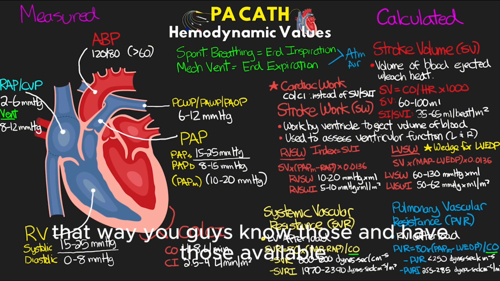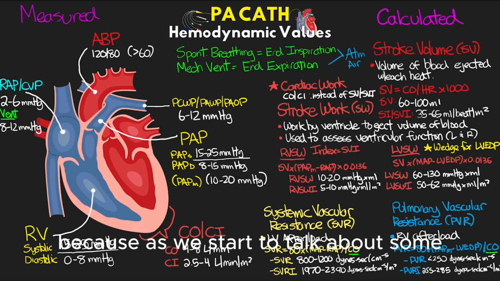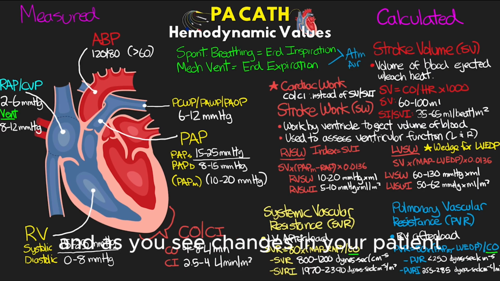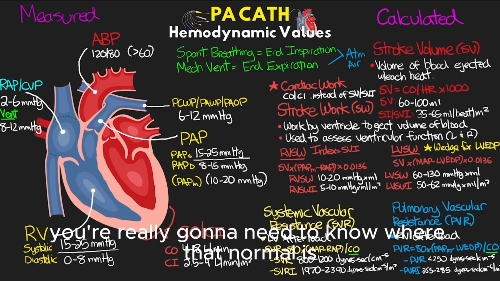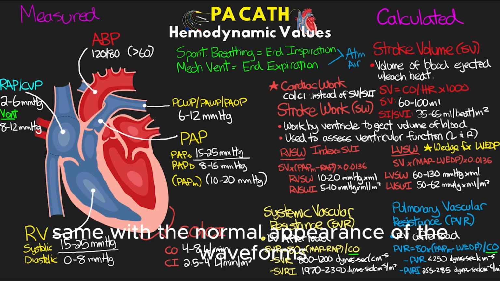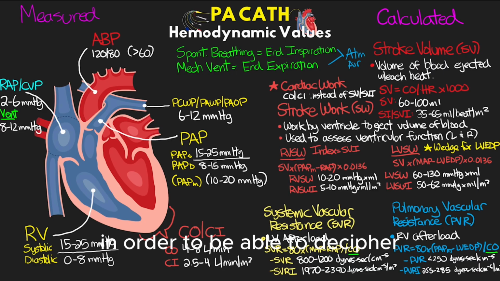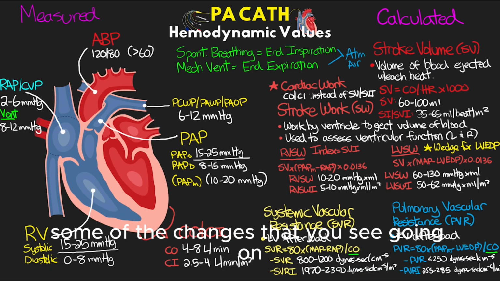That way you guys know those and have those available, because as we start to talk about some abnormalities that we can see, and as you see changes in your patient, you're really going to need to know where normal is. Same with the normal appearance of the waveforms like we talked about in that last lesson, in order to be able to decipher some of the changes that you see going on.